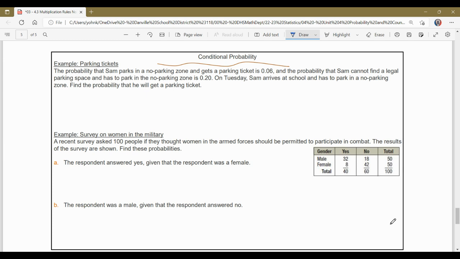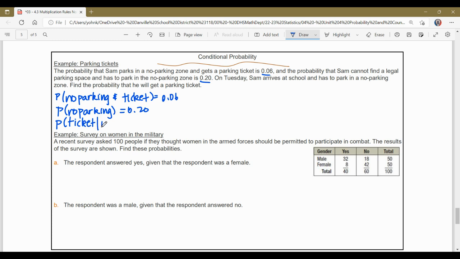Okay, so think about it like this. The probability of no parking and a ticket, it says in the problem, is 0.06. And then it says that the probability of no parking is 0.20. They want you to find the probability that you get a ticket given that there is no parking. That's what we're trying to find.